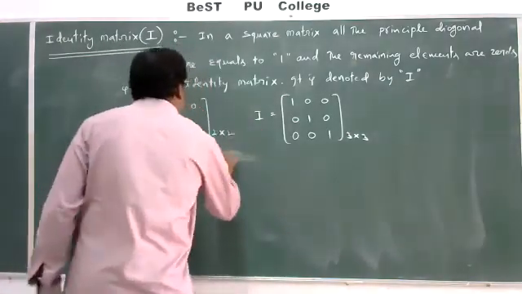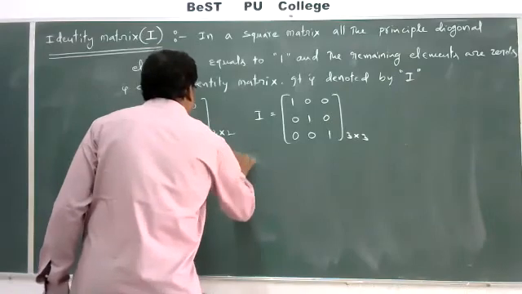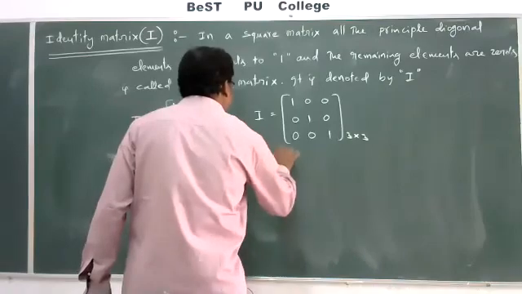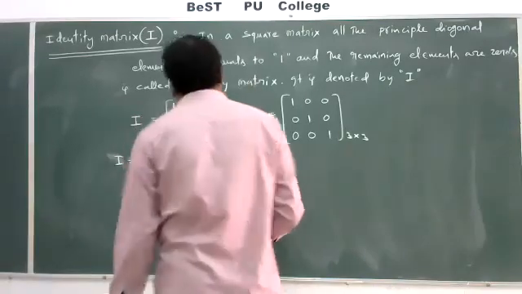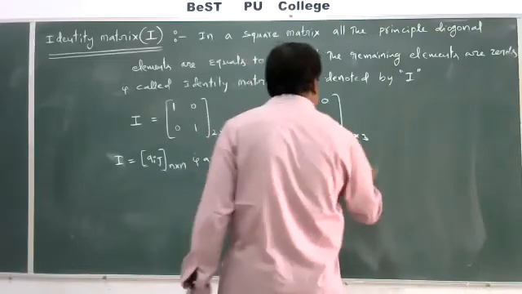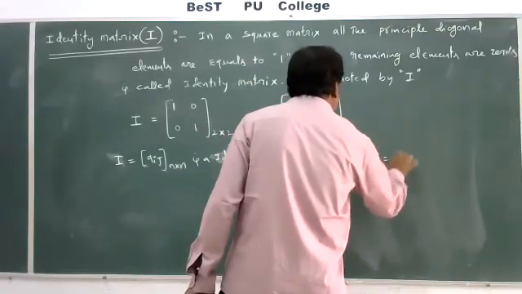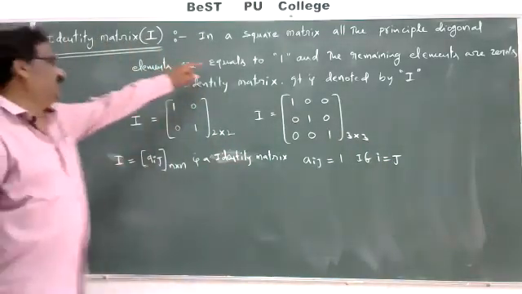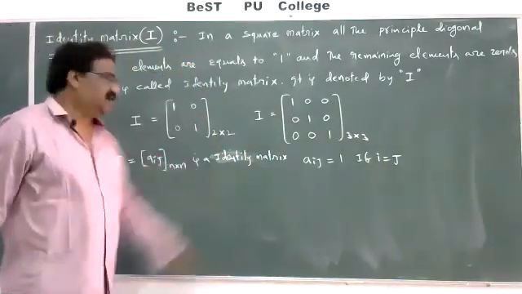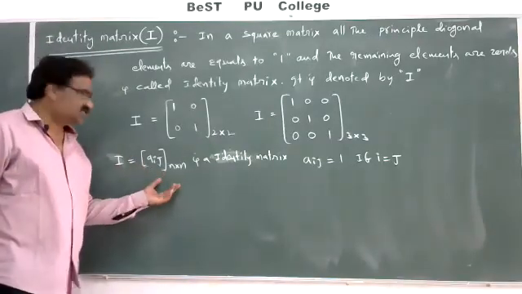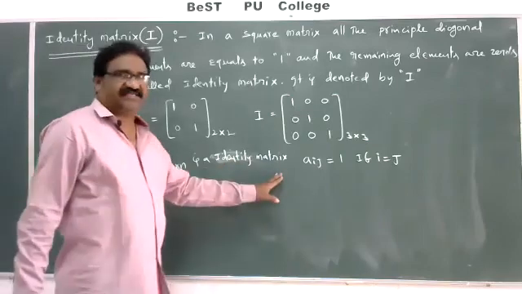It is an identity matrix. Aij is equal to 1 if i is equal to j. This is the mathematical definition, the theoretical definition. Here I am writing the mathematical definition. I is equal to Aij. This is just a matrix, an identity matrix.